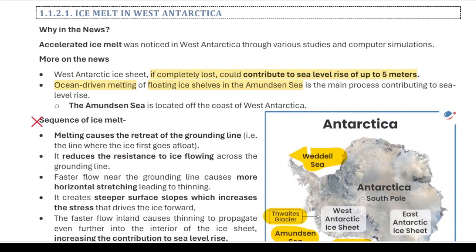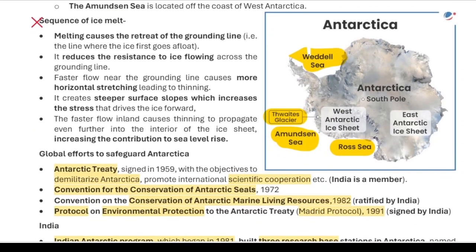Now, ice melt in West Antarctica. In this section, what I want you to remember is this map. This is Antarctica, this is the South Pole, this is the Weddell Sea, Amundsen Sea and Ross Sea. You must remember where these are. You may remember it like north to south also. And one more important glacier is Thwaites Glacier. These things are repeatedly in the news, so they become important facts to be asked in the prelims exams.